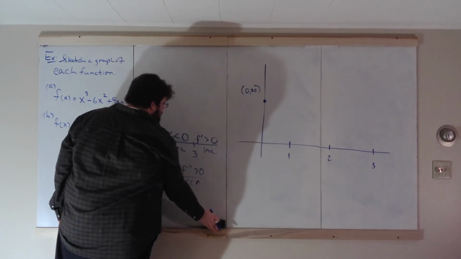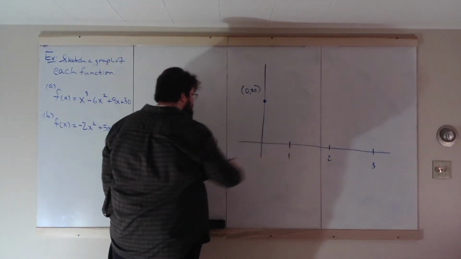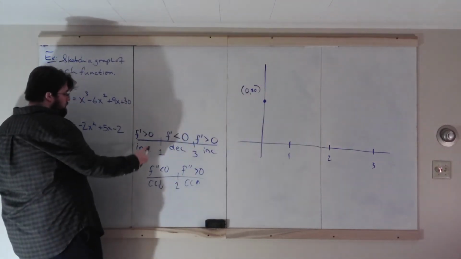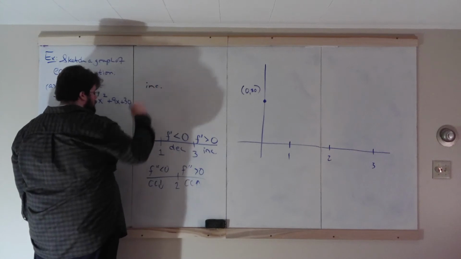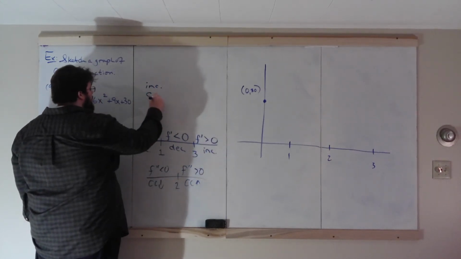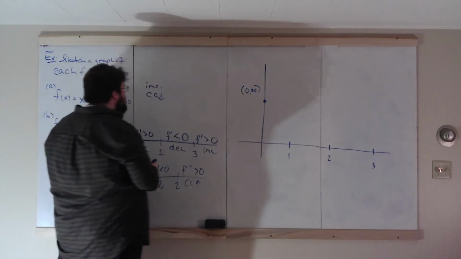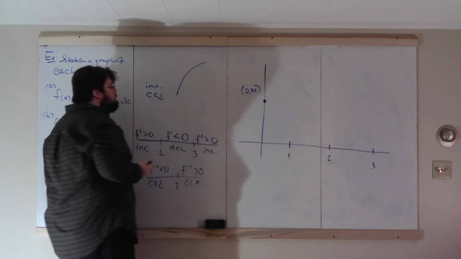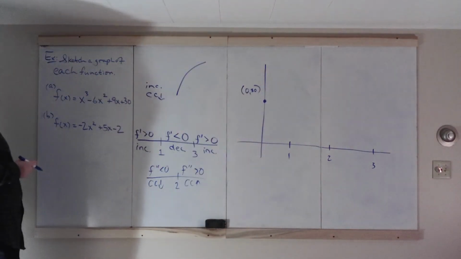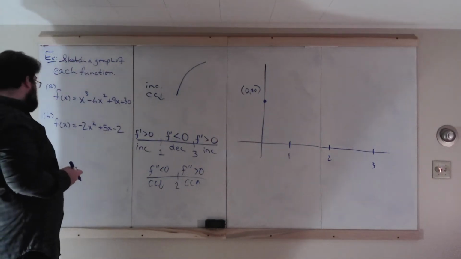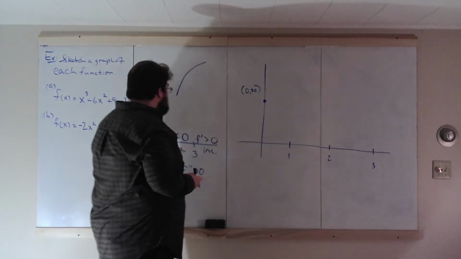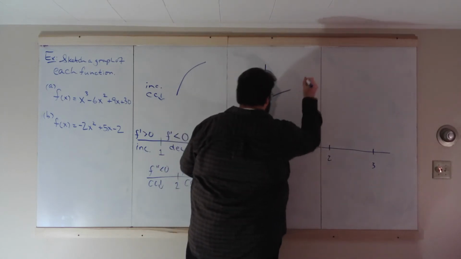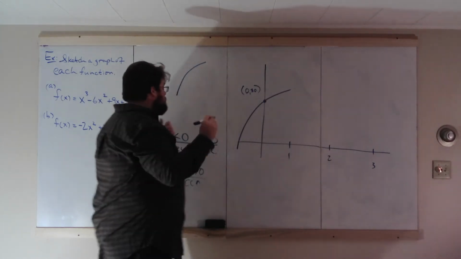Follow the number lines. First relevant interval, negative infinity to 1. What happens on that interval? Increasing, concave down. What does increasing concave down look like? Increasing and concave down was the second piece on that list of 4. It looks like that. So from negative infinity to 1, we're going to draw that, going through that point until we get to 1. Great.